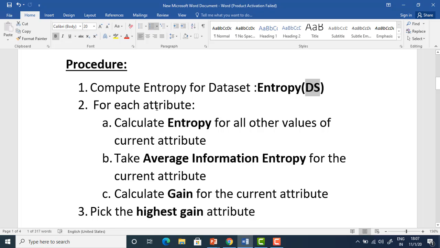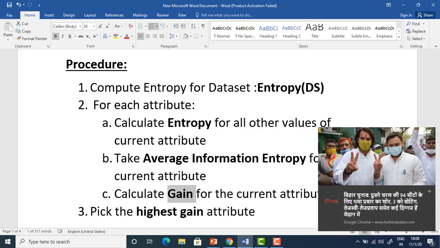The next step is for each attribute. How many attributes are we having? We are having 3 attributes: outlook, temperature, and wind. For each attribute, we need to find out the entropy, calculate the average information entropy, and finally calculate the gain also. These 3 things we need to find out for each attribute.